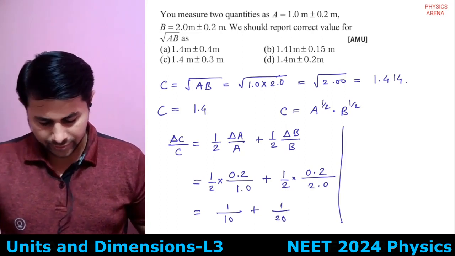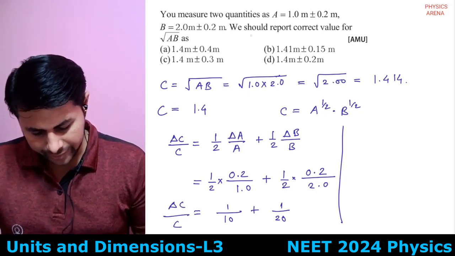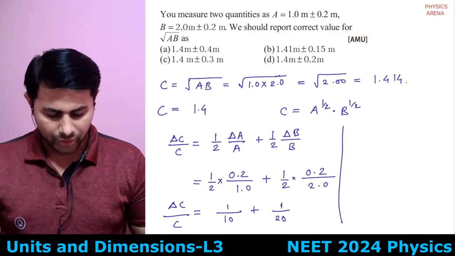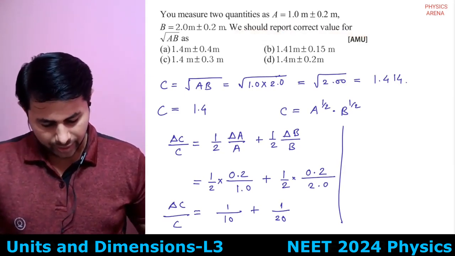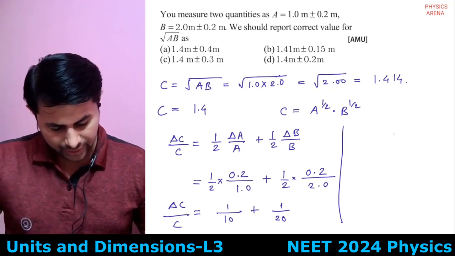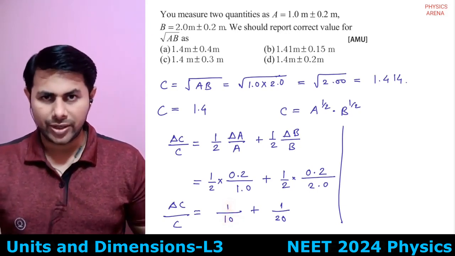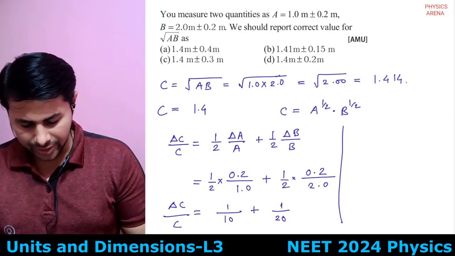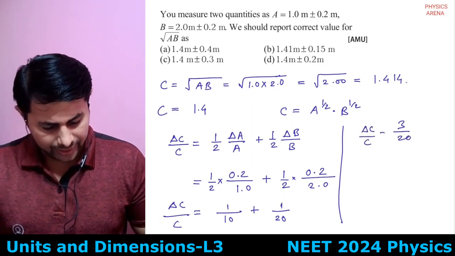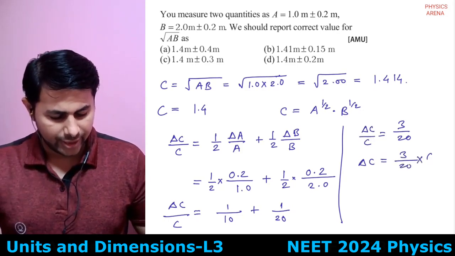So now this is delta C upon C. And I want to find what? We should report the correct value of delta square root of AB, so I want to find delta C. Before that, you can write this as 3 divided by 20: 1 by 10 is 2 upon 20, and this is 1 by 20, so 3 upon 20 is delta C divided by C. Take C on the other side. So delta C equals 3 upon 20 multiplied by C.